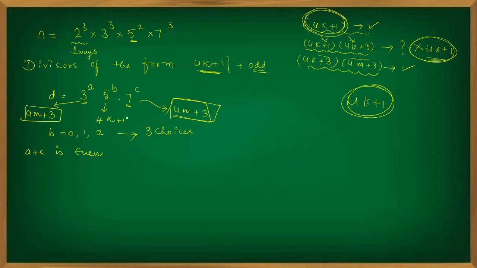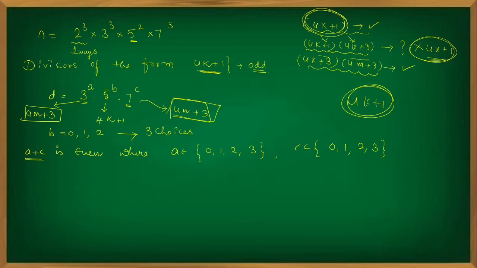Now for A plus C to be even, what are the possible values of A? A can be 0, meaning no 3; 1 three; 2 3s; or 3 3s. So A belongs to 0, 1, 2, 3. And what are the possible values of C? No 7, so 0 you can take, and 1 seven, 2 sevens, and C can take the value 3 also. All three 7s you can take. C value is also maybe 3. But here we want A plus C to be even.